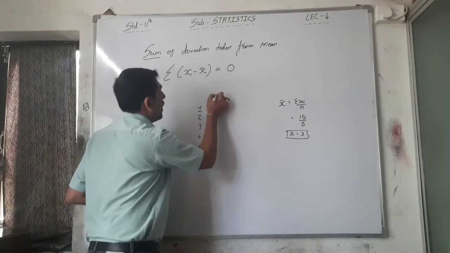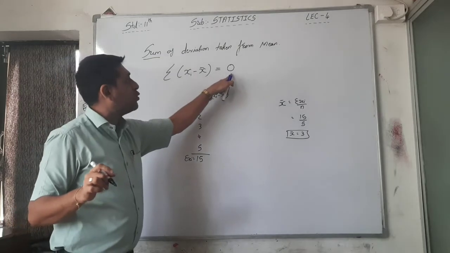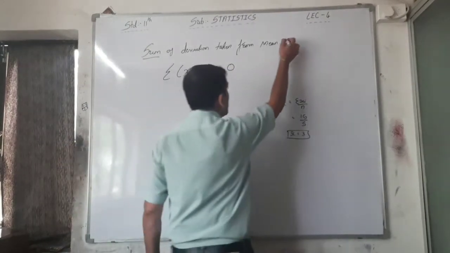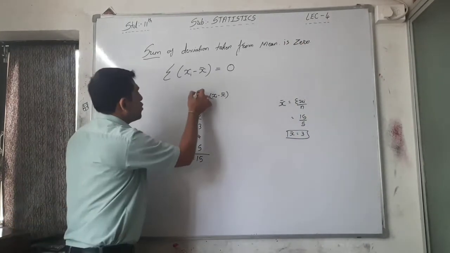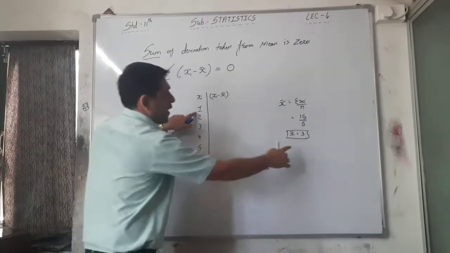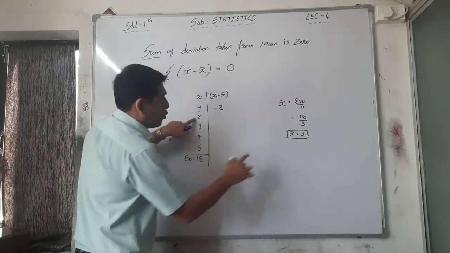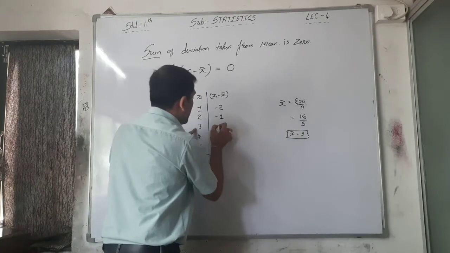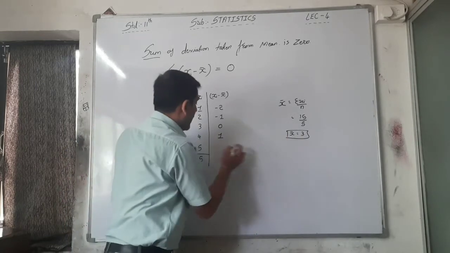See here, I want to find out xi minus x bar. I have to prove that sum of xi minus x bar, or you can say sum of deviation taken from mean, is 0. I am proving that xi minus x bar, xi means what? This one, all the observations. So here x is equal to 1 and x bar is equal to 3. So 1 minus 3, we can write minus 2. Then 2 minus 3, minus 1. Then 3 minus 3, 0. 4 minus 3, the answer is 1. And 5 minus 3, the answer is 2.